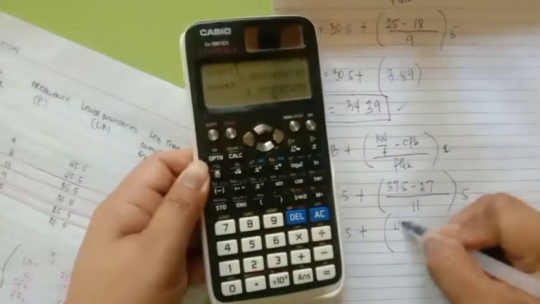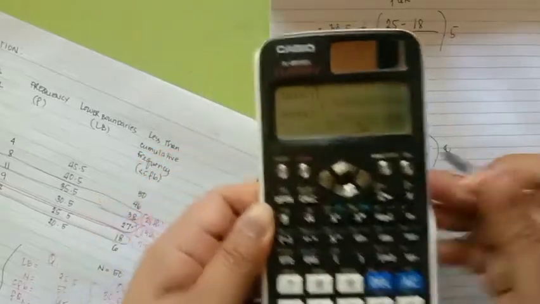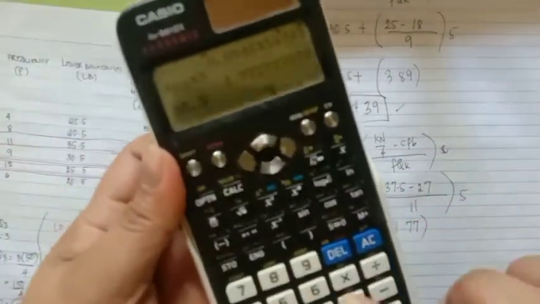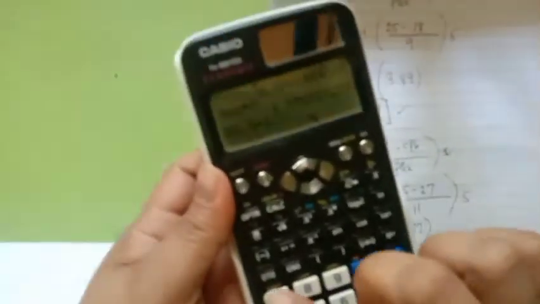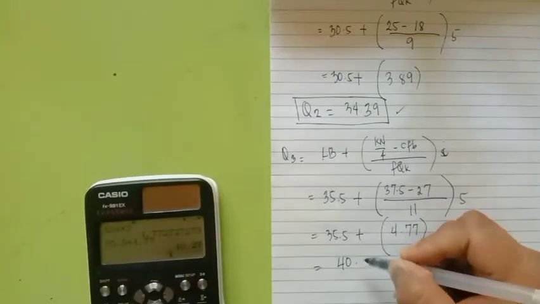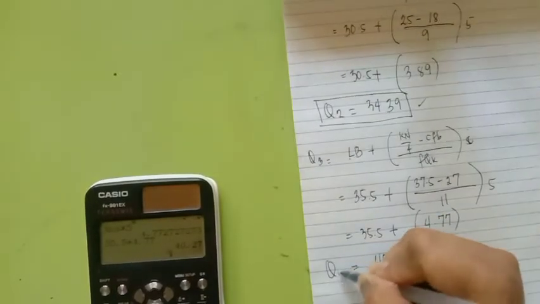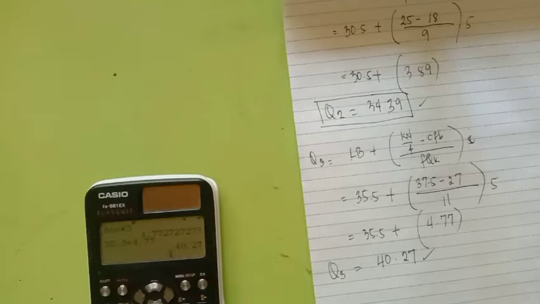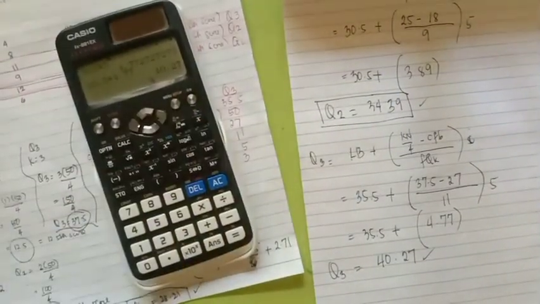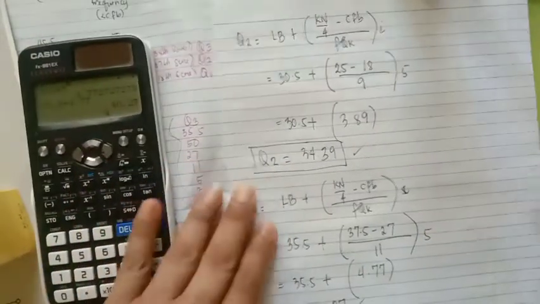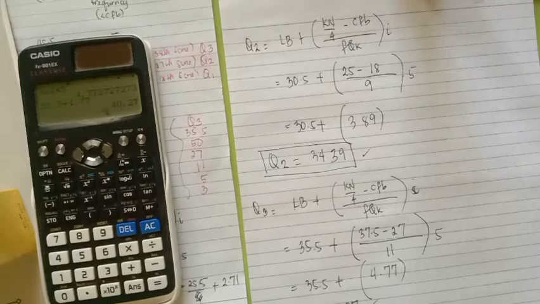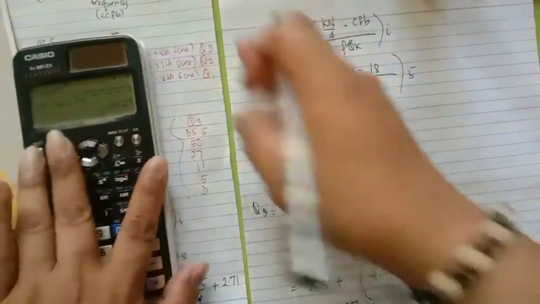So that is 4.77. Round off to 2 decimal places. Then 35.5 plus 4.77, that is 40.27. So Q3 natin is 40.27. So therefore, ang ating mga nakuha na mga quartile for the grouped data, nasan yung una?